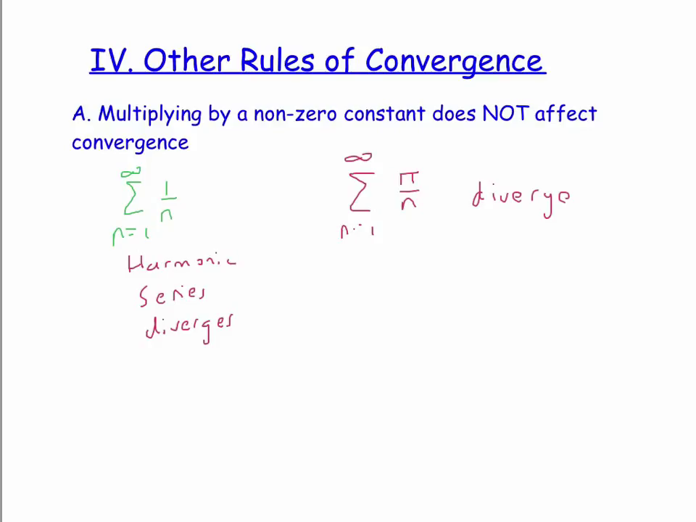And if you think about it, when a series diverges, that means, in this case at least, that the sum is infinite. And if you multiply infinity by a constant of pi, we still end up with infinity, which means our series diverges.